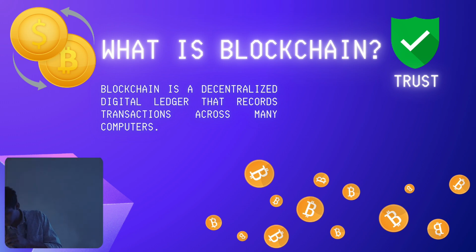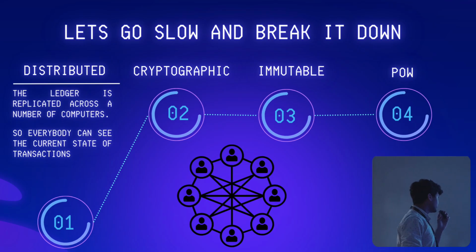Let's slowly break down the benefits of using blockchain. Blockchain is distributed. The ledger is replicated across a number of computers, so everyone can see the current state of transactions. That means if a transaction happened, everybody will have the same transaction. So everybody is in check, saying yes, this transaction is correct because I have the same transaction.